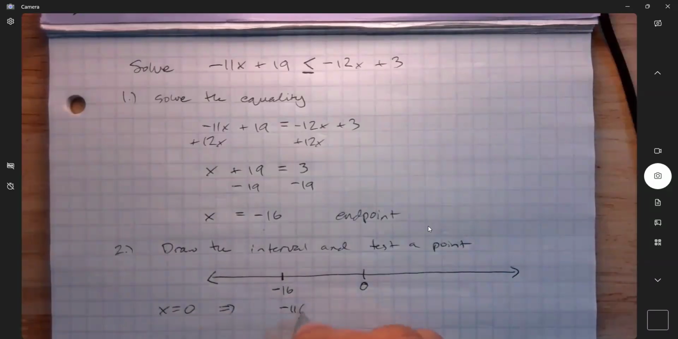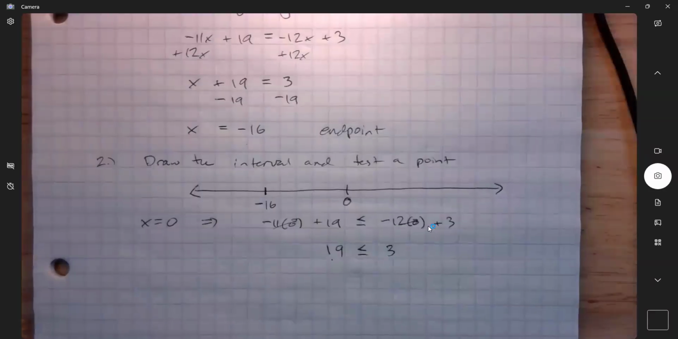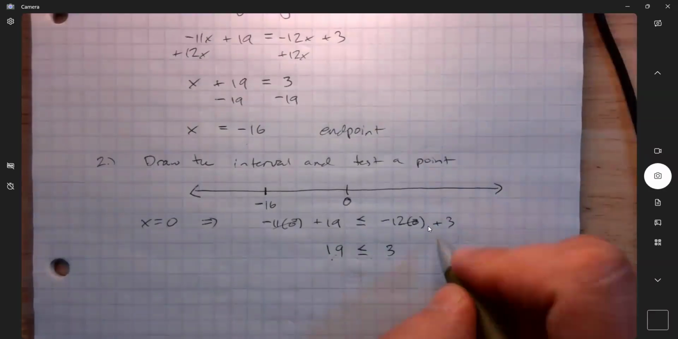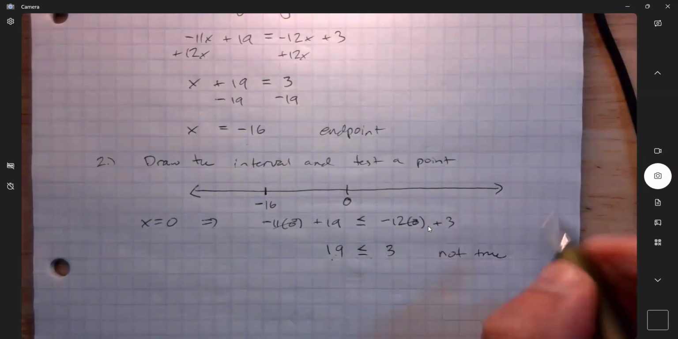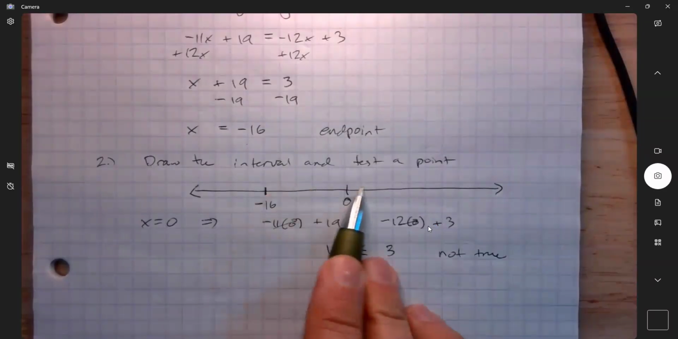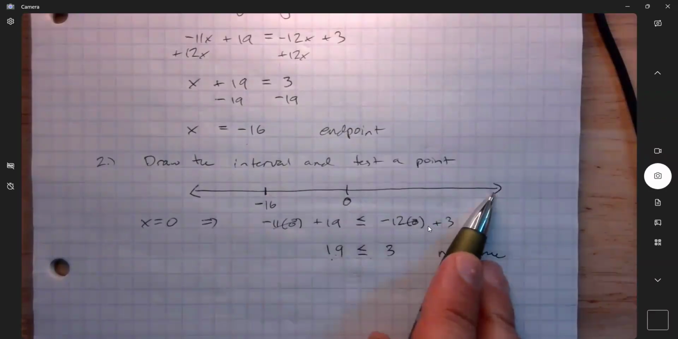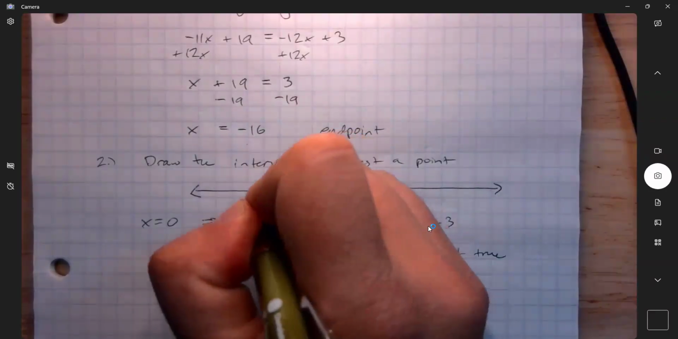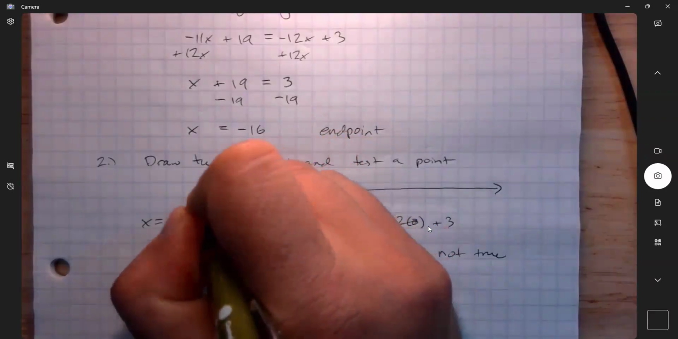So we'd have negative 11 times 0 plus 19. And we want to know if that's less than or equal to negative 12 times 0 plus 3. 0 is so easy to test because those pieces drop out. And we're asking ourselves, is it true that 19 is less than or equal to 3? Not true. That means 0 is not part of our solution set. So nothing on this side is part of our solution set, which means everything over here probably is in our solution set.